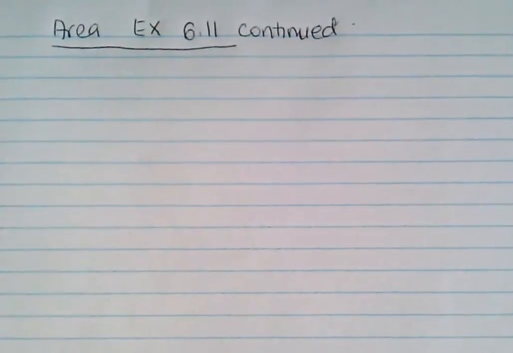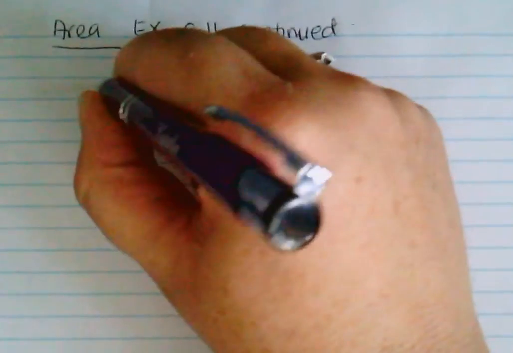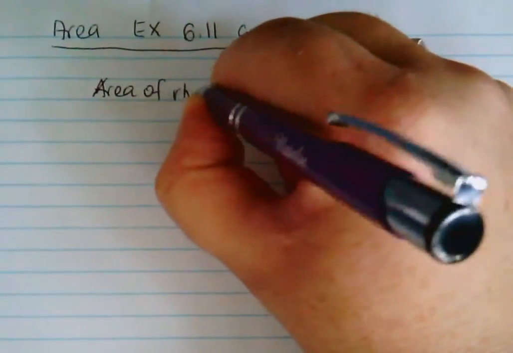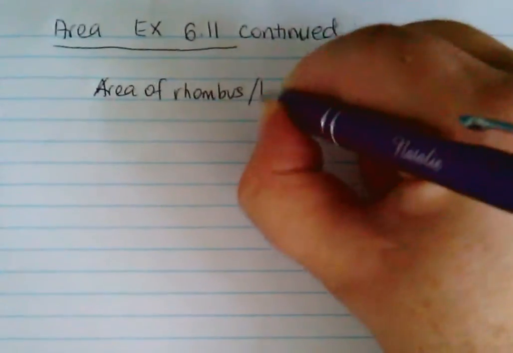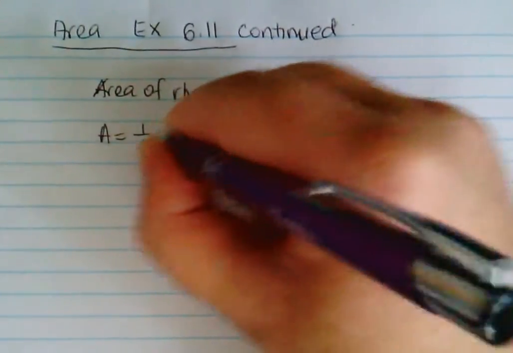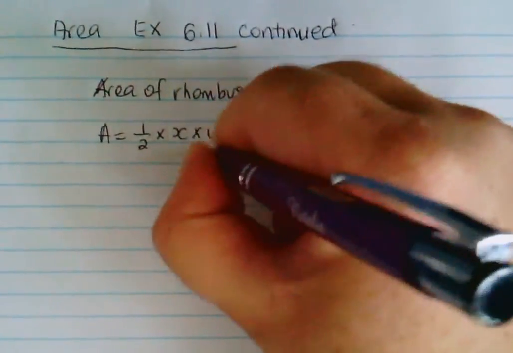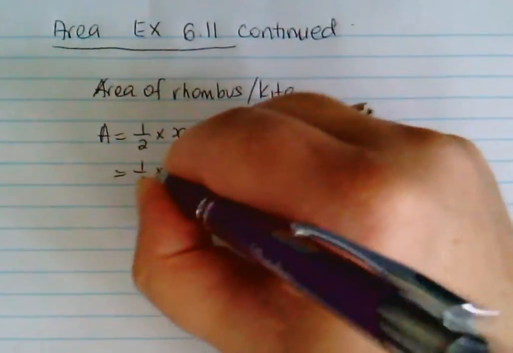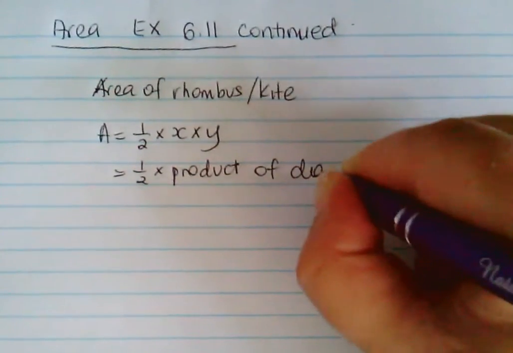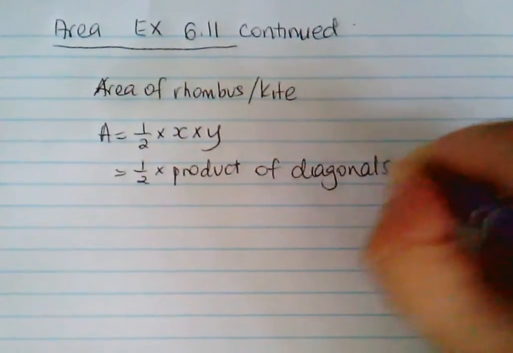This is just a continuation of last lesson. I forgot to do the area of a rhombus or a kite. The area of a rhombus or a kite is half times x times y, or half times the product of the diagonals. So I forgot to do this formula.